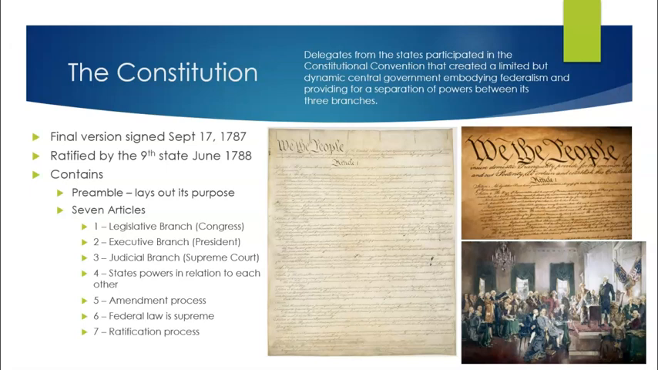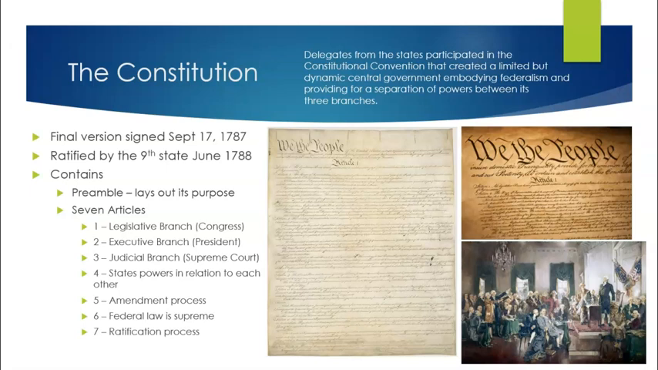So as you remember from the last video, the leaders at the Constitutional Convention created a new governing document through debate and compromise, which expanded the power and influence of the federal government. And they did this because of the failure of the Articles of Confederation. The government it had created was far too weak to be effective.